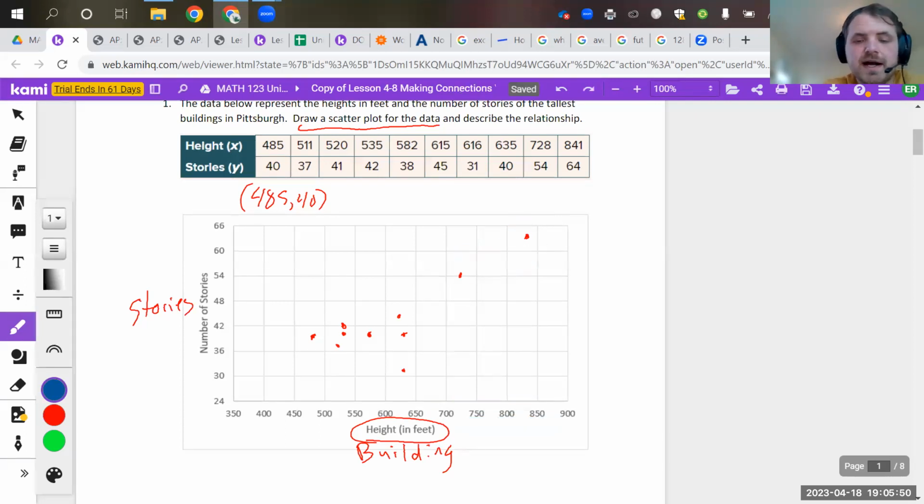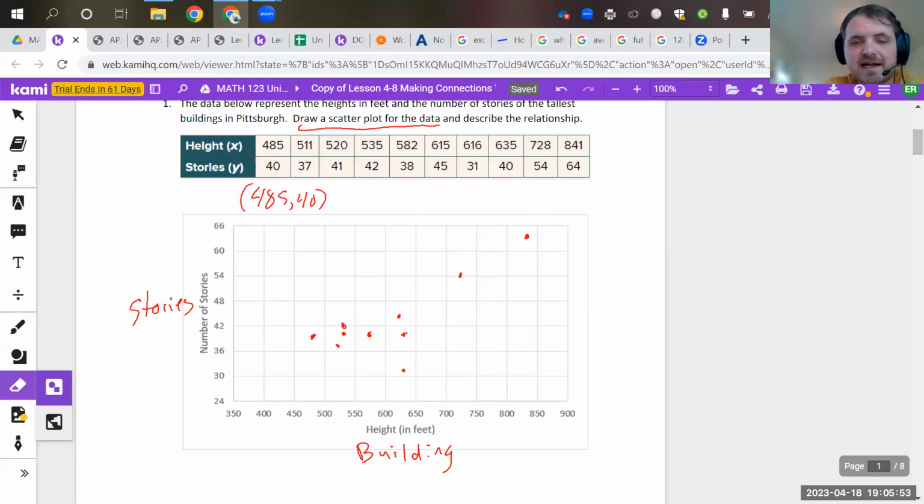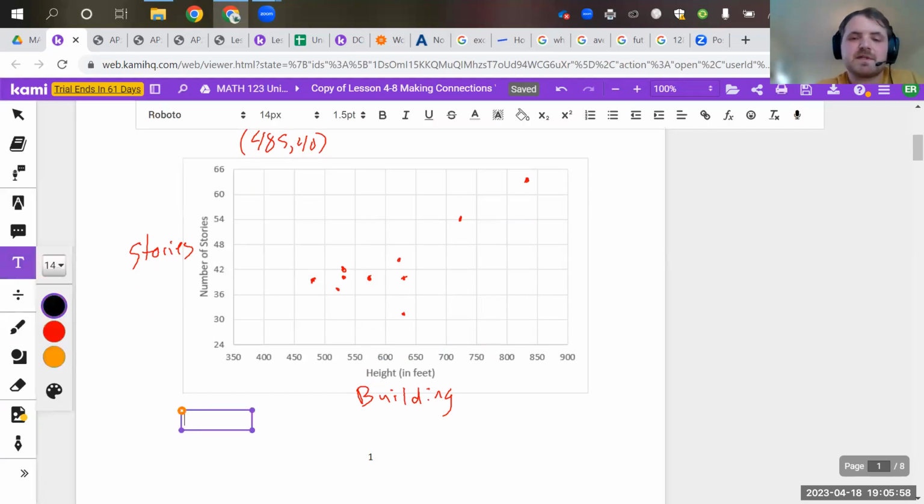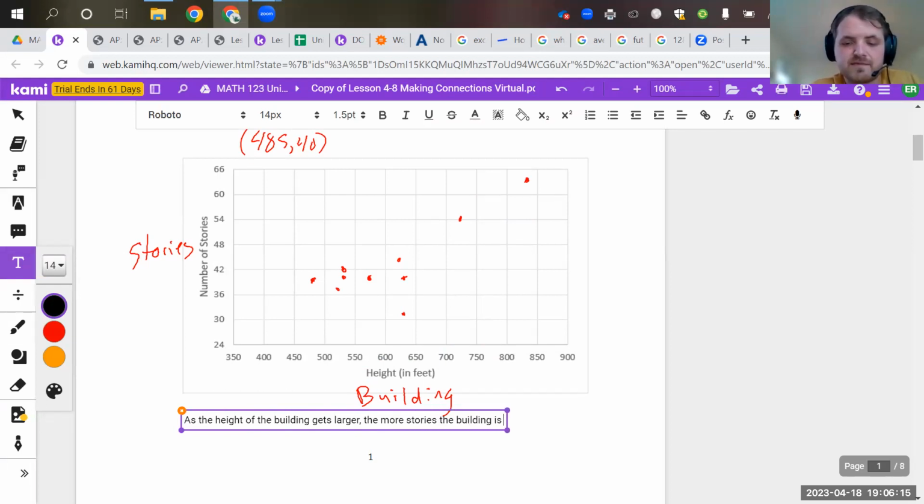There's a lot of different ways you could phrase that. I would phrase it along the lines of: as the height of the building gets larger, the more stories the building is likely to have. Something along those lines is great. Basically, just trying to see that you have that relationship. The higher the building is, probably the more stories it's going to have.